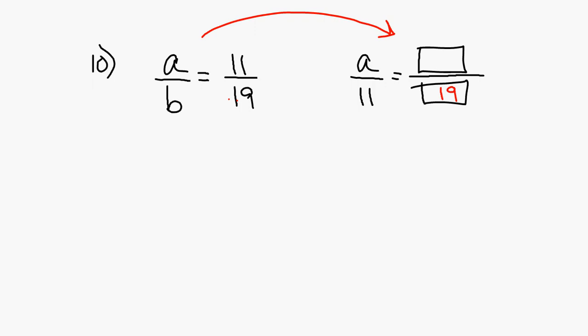Well, if they move the 11 down to the bottom left, you got to just put the B in the upper right. Okay, so there's your switch. Just remember, cross products are equal to each other. All right, number 11. Got it, Josh?